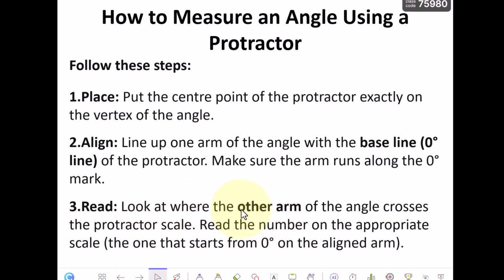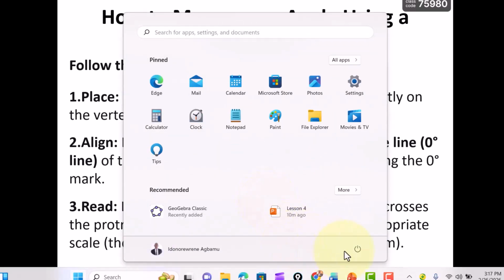Then by the time you achieve that, the next thing is to read the protractor. Just look at where the other arm starts from. Read across now. You start from 0, you read to where the other arm is on the protractor. So you understand this when I show you a demonstration. Let's look at the demonstration using this applet now.